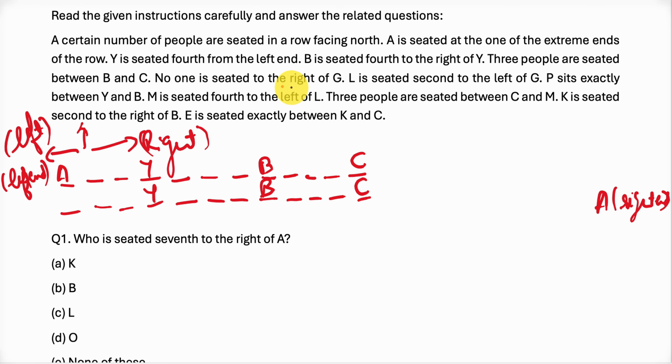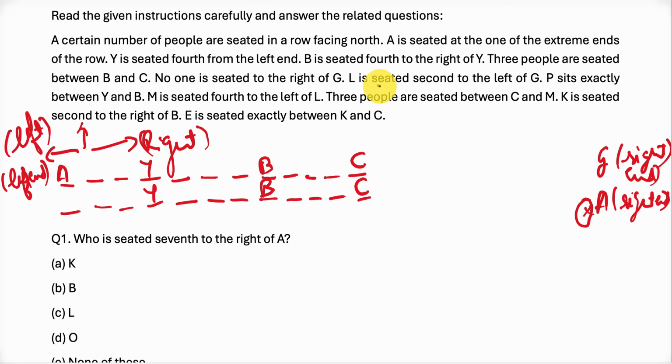Next it says no one is seated to the right of G. This implies that G is at the rightmost end of our row. Therefore, G should be here. This also eliminates our second case, where we have placed A at the rightmost end.